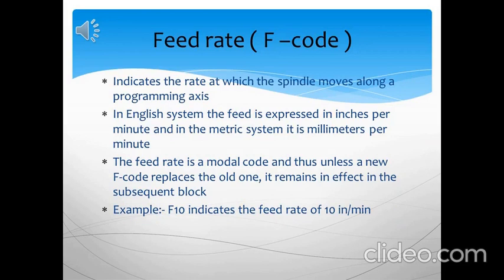Feed rate or F code. It indicates the rate at which the spindle moves along a programming axis. In English system, the feed is expressed in inches per minute, and in the metric system, it is millimeters per minute. The feed rate is a modal code, and thus, unless a new F code replaces the old one, it remains in effect in all subsequent blocks. Example, F10 indicates the feed rate of 10 inch per minute.